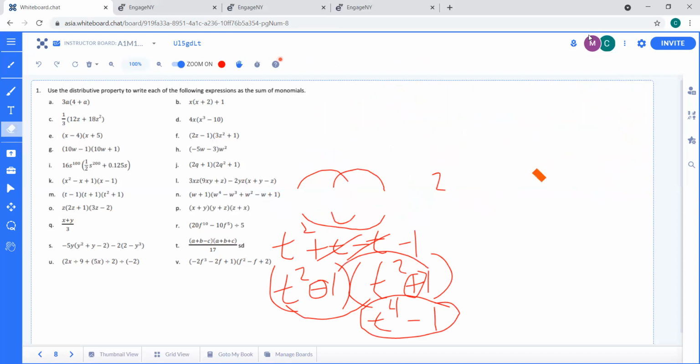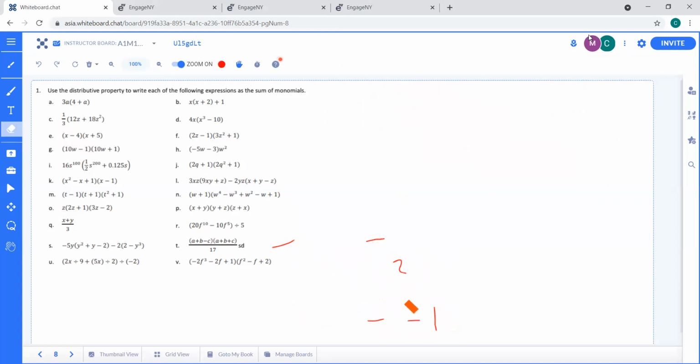All right, guys. Like I said, if you are just copying these down as I'm doing them, you need to be stopping, working them out. If you get the right answer, keep going. All right.